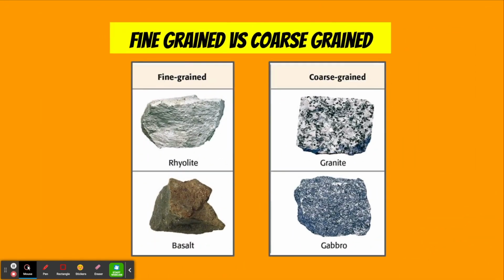All right, so you can see fine grained. You have rhyolite, which is very fine grained, and basalt. Those are igneous rocks, but you can see they're just not very crystallized and kind of uniform in their look. Then on the right side, you have the more coarse grained. Gabbro and granite: do you see how they're very coarse grained? There's lots of lumps in there. Those are crystals. They cooled very slowly, so they had time to form those coarse grains.